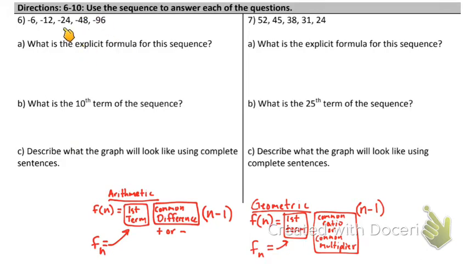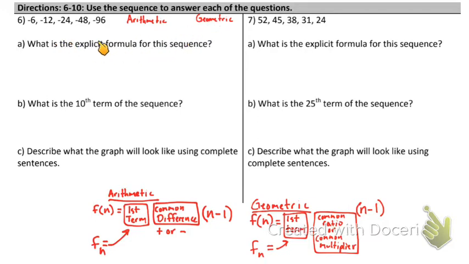Okay, so before I even answer a sequence, the first thing I want to figure out is, do I have arithmetic? All right, or do I have a geometric? Okay, and to figure that out, it's simple. All you have to ask yourself is, how do I get from that one term to the next term? If you're adding or subtracting, it's arithmetic. If you're multiplying or dividing to get to the next term, it's geometric.